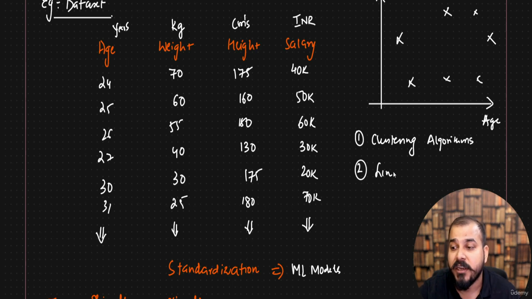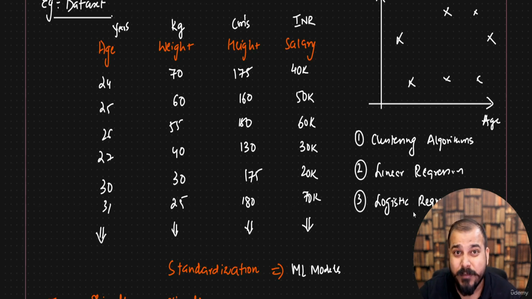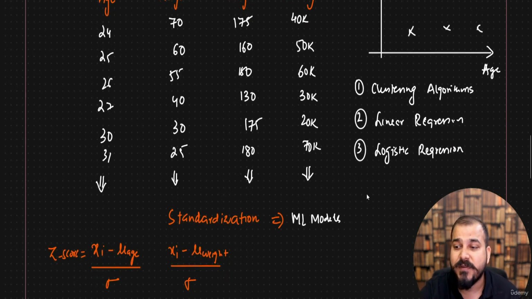The algorithms like linear regression, right, we specifically do standardization. The algorithms like logistic regression. So these all algorithms we'll learn in the future in depth, but there are definitely many algorithms where we specifically apply this kind of standardization.